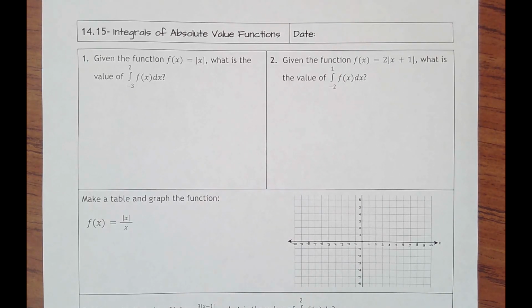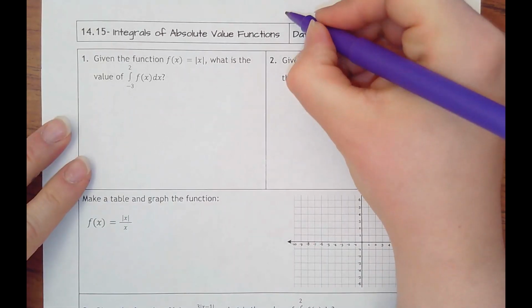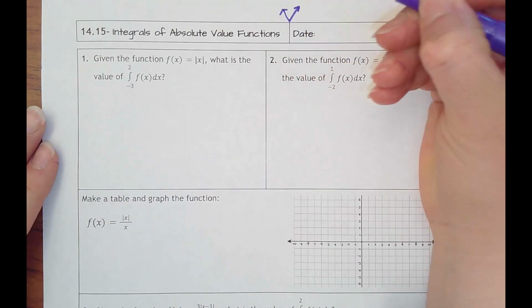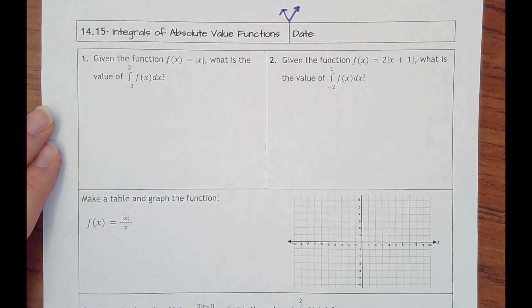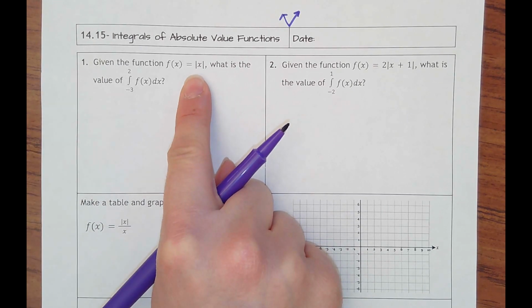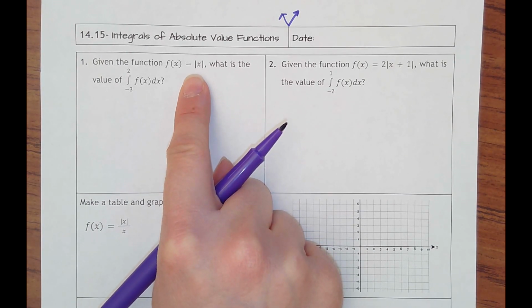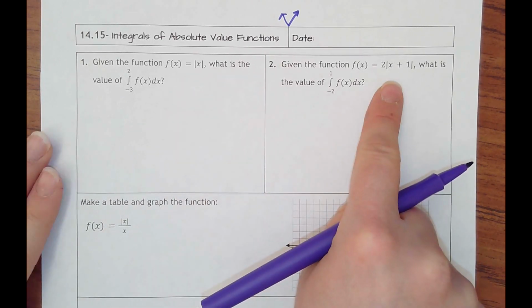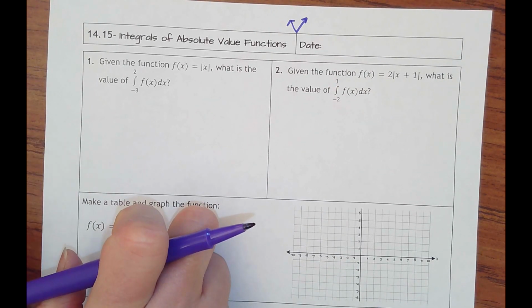Lesson 14.15, our last one in this unit, integrals of absolute value functions. So we're trying to find the area under absolute value curves, or I should say straight lines, because absolute value functions always make a V shape. Number one, start out with an easy one, which is the parent function. This is on a poster up on my wall, but I want to talk about the parent so that then we can speed it up and do things with transformations of the parent.